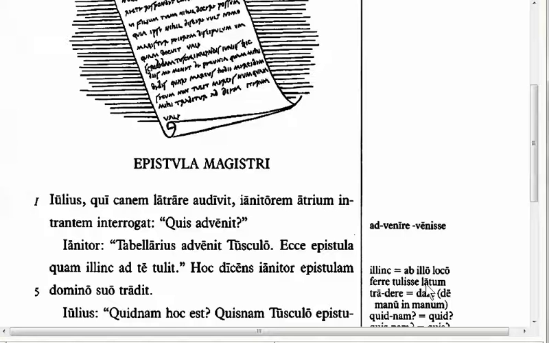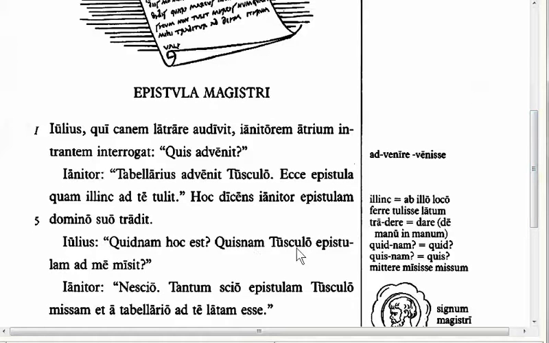The next new feature is in line 7, where we have: quis nam Tusculo epistolam ad me misit? We see in the margin the three principal parts of mittere: mittere, misisse, missum esse. Mittere, to send. Misisse, to have sent. Missum esse, to have been sent. And remember that missum without esse all by itself means having been sent. So again, these are irregular forms. Memorize these when they're in the margin. When they're not in the margin, that means that they follow a pattern that you'll be able to recognize.